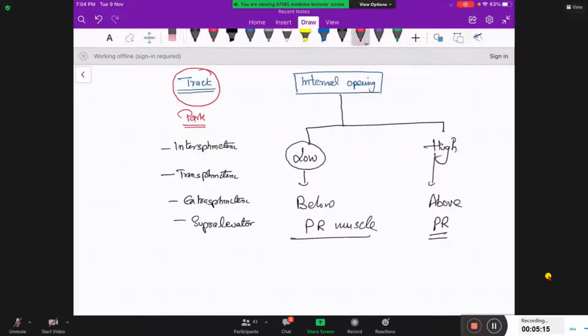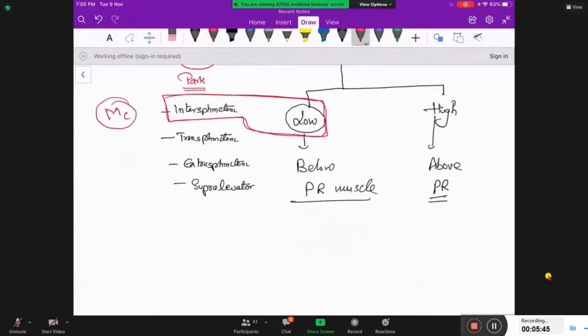And one should know, low intersphincteric type is the most common type of fistula in ano.